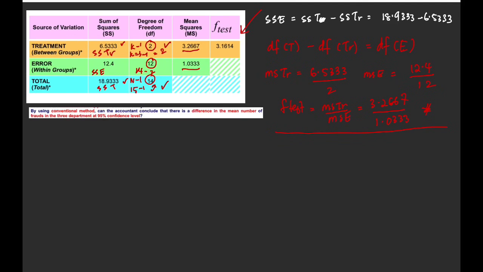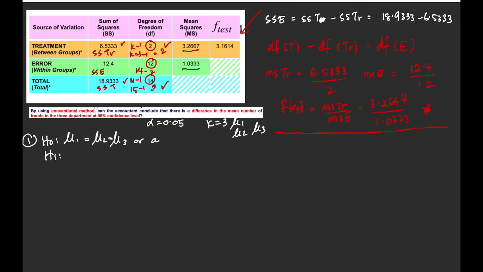Okay, let's proceed. By using the conventional method, can the accountant conclude that there is a difference in the mean number of frauds in 3 departments at 95% confidence level? So alpha is 0.05. Step number 1 is your H null and H1. For H null, how many K do we have? We have 3, K equals 3. So we have mu1, mu2 and mu3. So mu1 equals mu2 equals mu3.